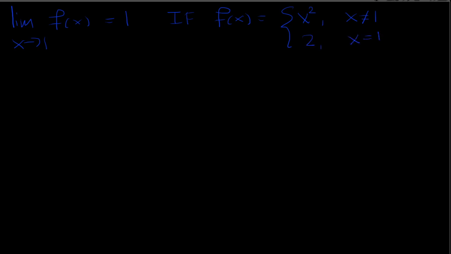I want to prove that the limit as x approaches 1 of f of x is equal to 1 if f of x is equal to x squared if x is not equal to 1, and 2 if x equals 1. So what this looks like is we have at x equals 1, the y value is 2, and everywhere else will just be a parabola. And so at x equals 1, we want that to be 1, so that will be a hole.